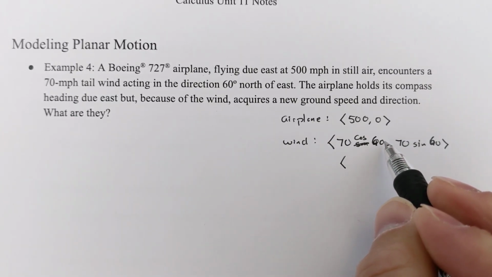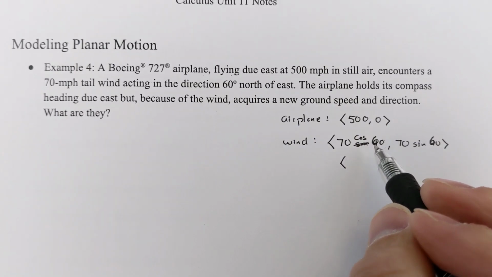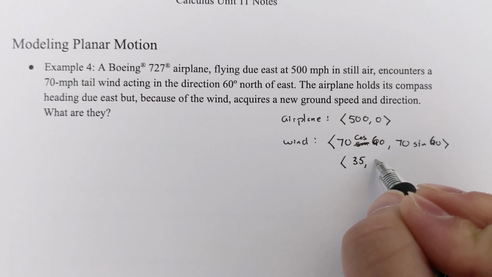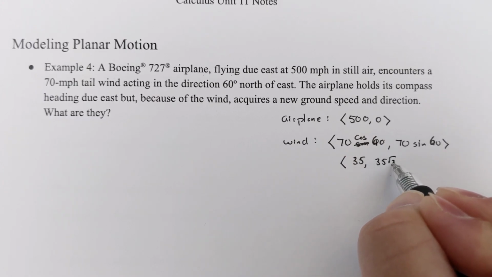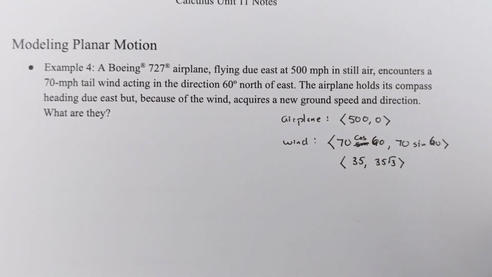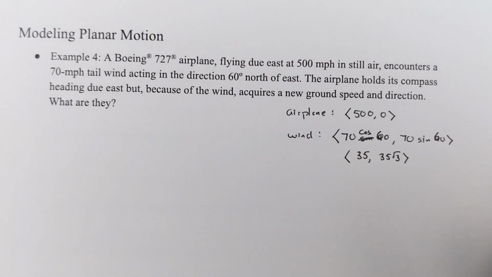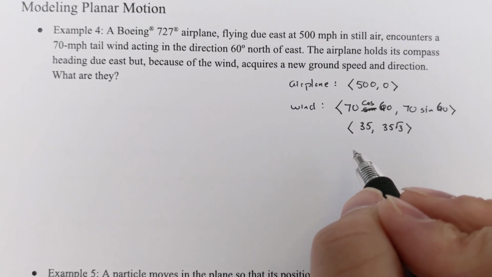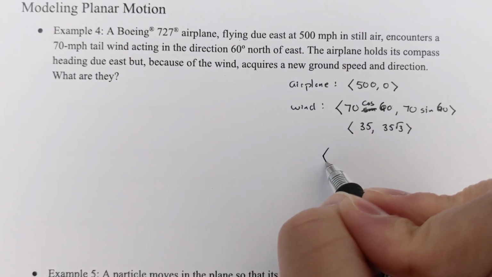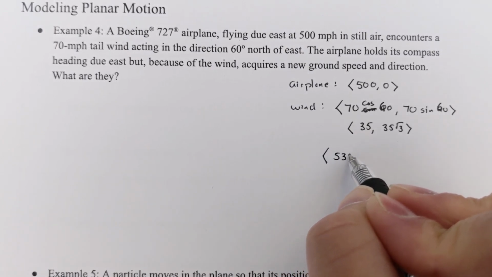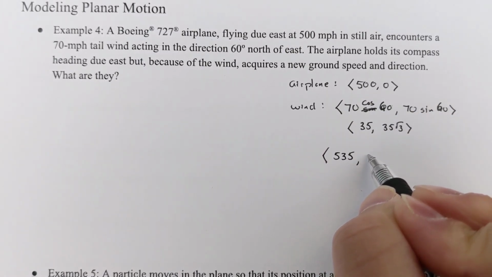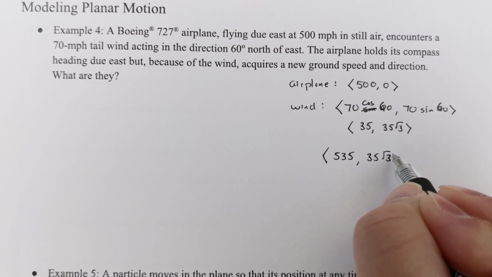All right, so the cosine of 60 is 1/2. So this is 35. The sine of 60 is root 3 over 2. So this is 35 root 3. So the plane's resultant vector would be if I add these two things together. Horizontally, it's going 535, 500 plus 35. Vertically, or north-south, it's going 35 root 3.